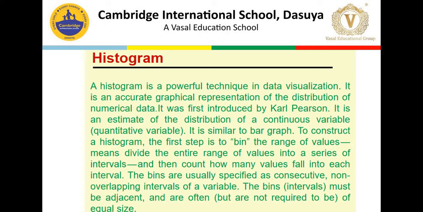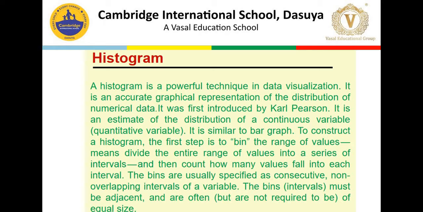It is similar to a bar graph. There is a difference. In the next slide you will see the difference between a bar graph and a histogram. To construct a histogram, the first step is to bin the range of values. So we have to mention the range of values, meaning divide the entire range of values into a series of intervals. Like in a continuous series, we have intervals like 0 to 10, 10 to 20, 20 to 30, like this. Then we count how many values fall into each interval. That is called the frequency of the values.